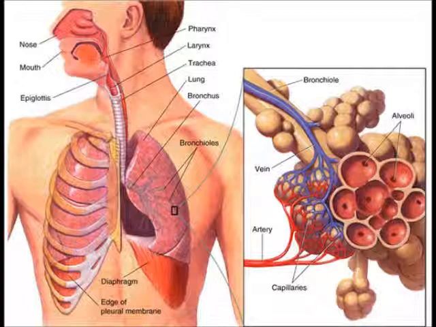Then from the main stem to where? The lobe. To the lower. Now you've got the right and the left. How many in the right? Three. How many on the left? Two. You've got 2 lobes on the left and 3 lobes on the right.